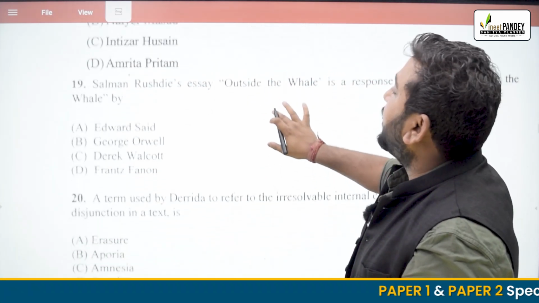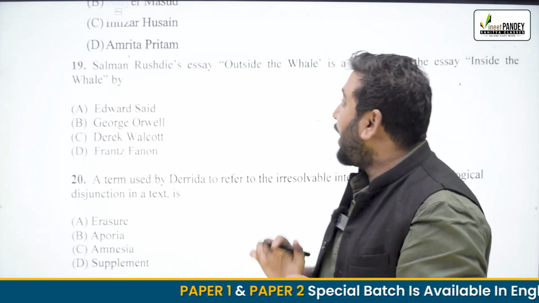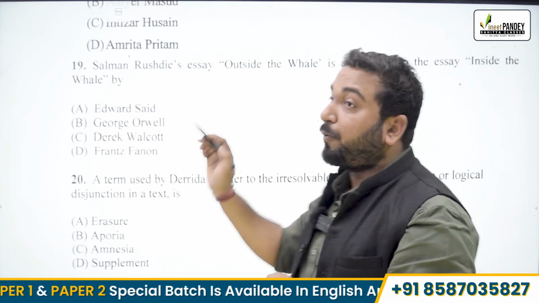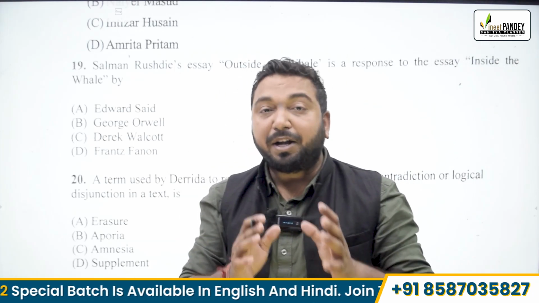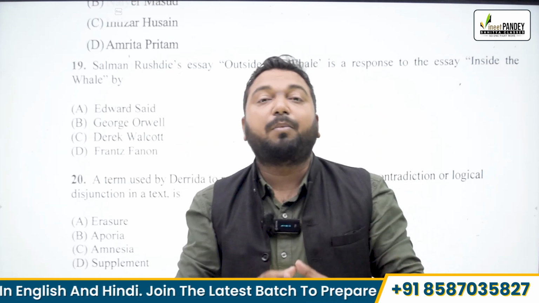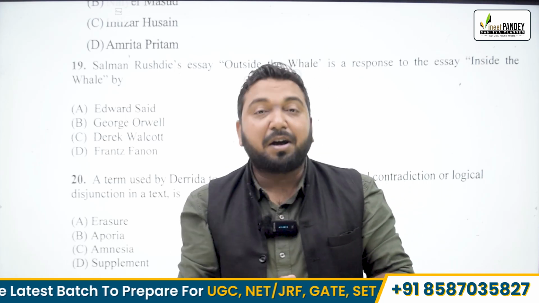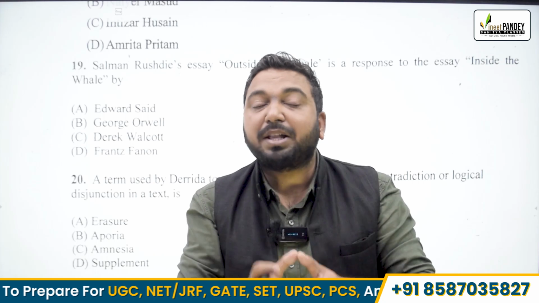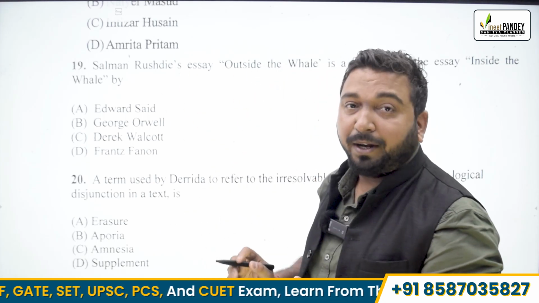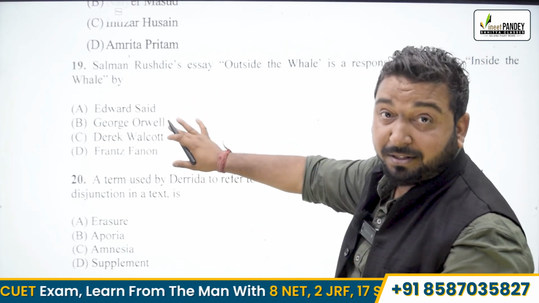Let's go for this thing. Salman Rushdie's essay, Outside the Veil. It's an easy question. Why is it an easy question? This is simply a response to Inside the Veil. Inside the Veil was a kind of satire written by George Orwell. When George Orwell talked about the problems of a particular society under a culture, Salman Rushdie wanted to broaden the ideas of George Orwell, so he came with the idea Outside the Veil. So it is a direct, easy answer, the right answer is George Orwell, and we teach this thing.